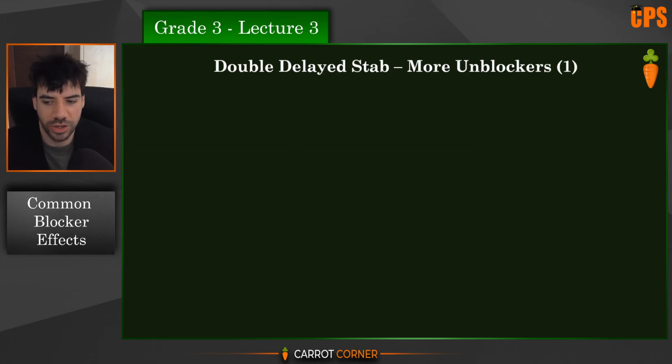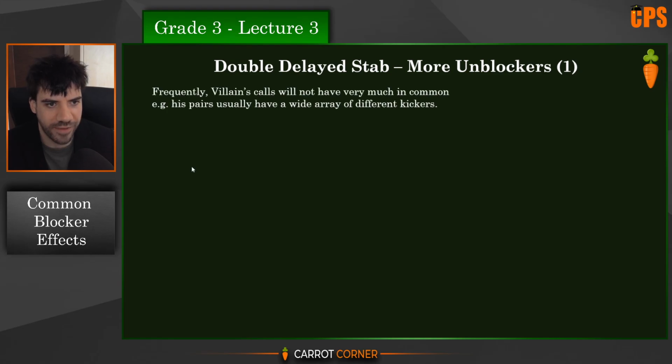Let's look at a spot on the river where we have a double delayed stab opportunity or probe bet opportunity. Frequently, villain's calls will not have very much in common with one another when we're bluffing. The hands we're getting called by will be quite heterogeneous. They will not have uniform qualities because the pairs that call you, or the ace high that call you, depending on the strength objectively of those hands, are going to have all sorts of different kickers in a lot of spots.